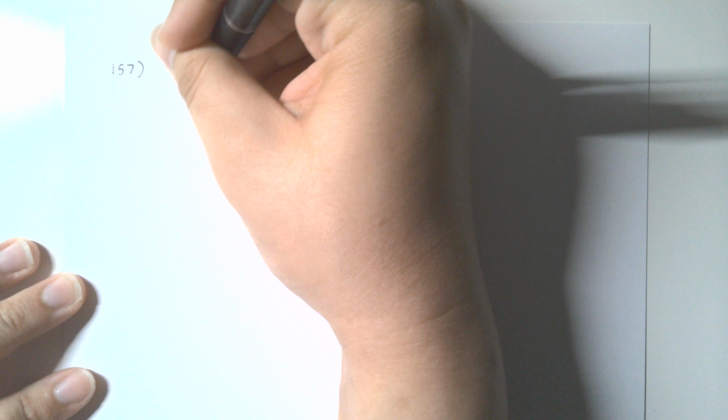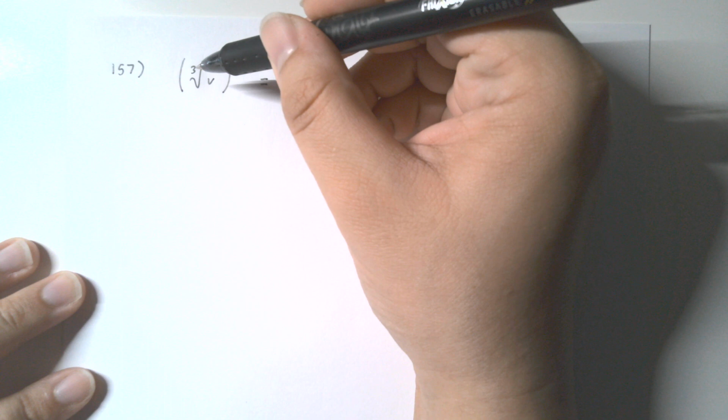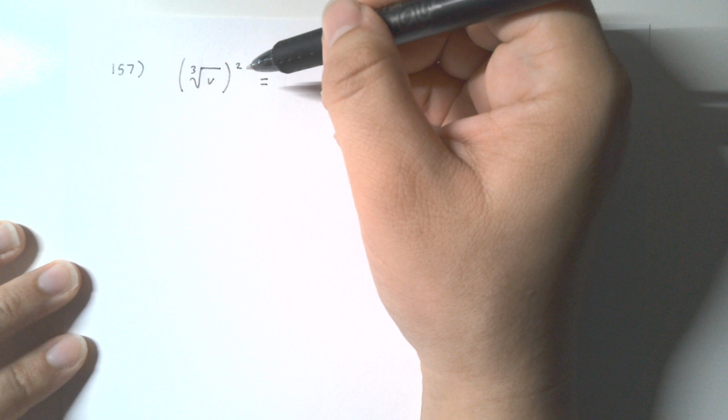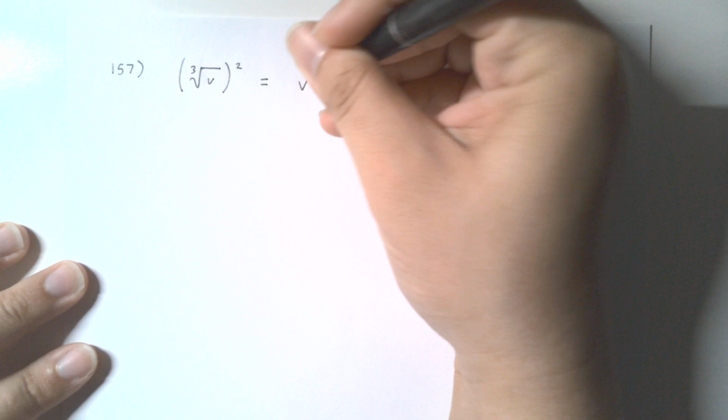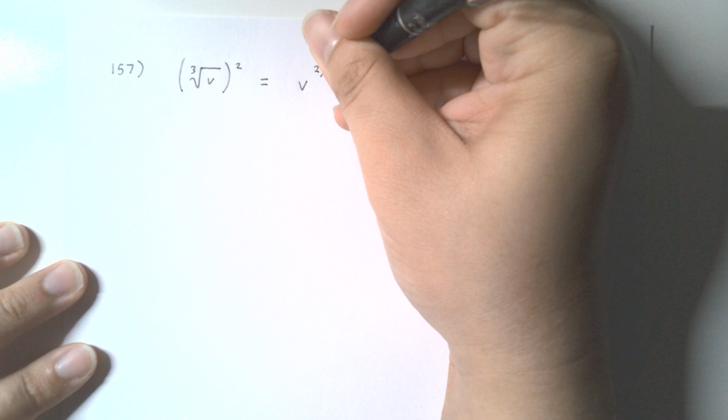Working backwards now, we have number 157, and that one is the cube root of v to the power of 2. Remember, the index was the bottom of our fraction, and the exponent was the top of our fraction. So we take whatever is inside of our root symbol, in this case v, and rearrange it. The 2 is going to go on top, over the 3. So we have v to the power of 2 over 3.